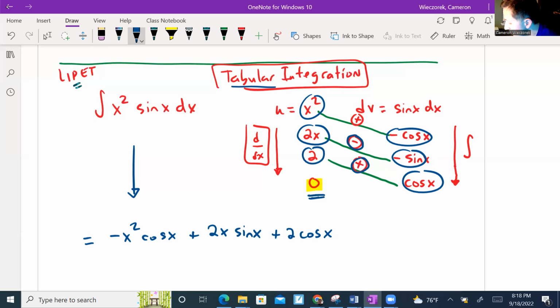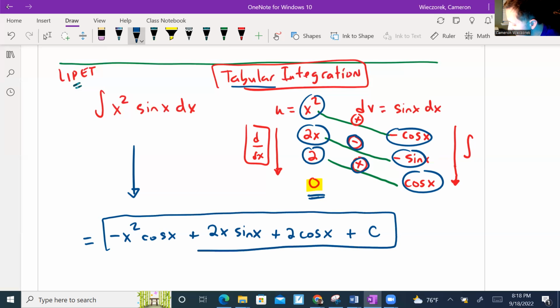If I were to keep the process going, I would just be multiplying products involving 0. Put your plus c. And this is what would have resulted had we done the nested integration by parts. You would have gotten the same result, but it takes a lot longer to get there. The benefit of this strategy is that no matter how big the power is on x, you could do x to the 5th. It's a lot faster to do 4 or 5 rounds of tabular than it is to do 4 or 5 rounds of integration by parts.